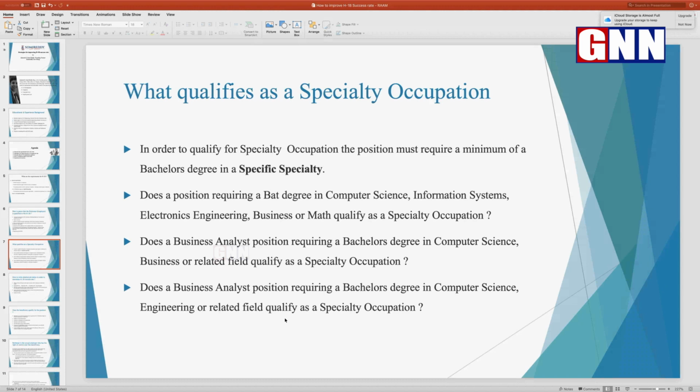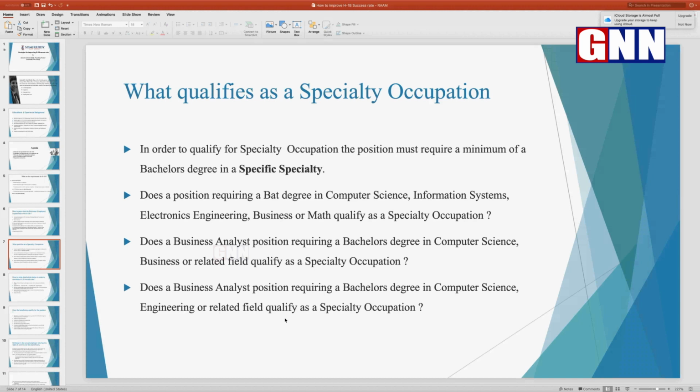Then let's discuss the main thing that I really wanted to discuss today. So what qualifies as a specialty occupation? In order for a position to qualify as a specialty occupation, it should require a minimum of a bachelor's degree in a specific specialty. When I say specific specialty, I'm referring to a specific field of study.